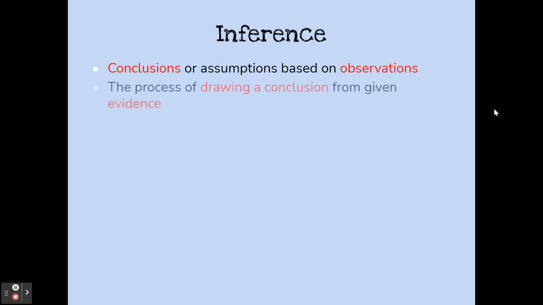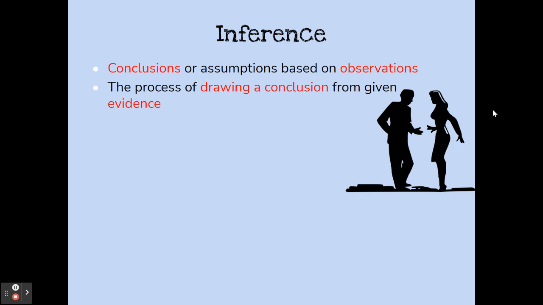All right, now that you've learned and practiced the difference between a quantitative observation and a qualitative observation, now we're going to talk about how we can use observations to make an inference. So an inference is a conclusion or assumption based on observations. It's the process of drawing a conclusion from given evidence, and that evidence is going to be our observations that we've made.